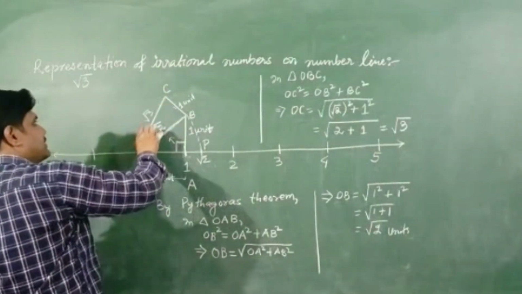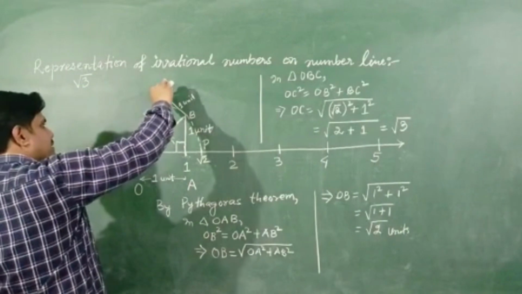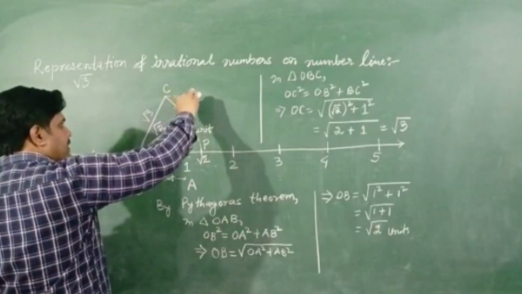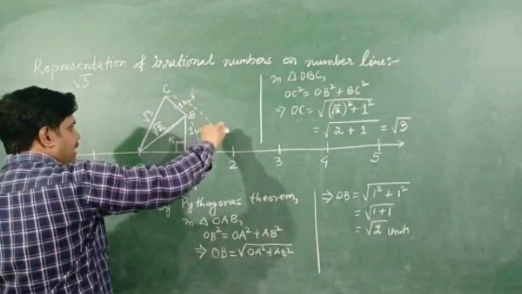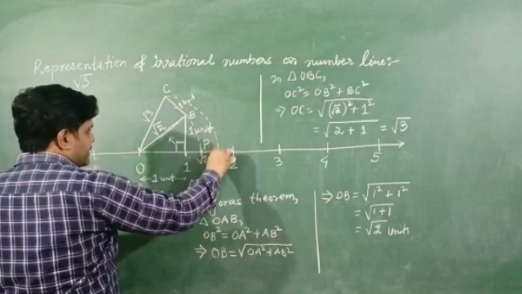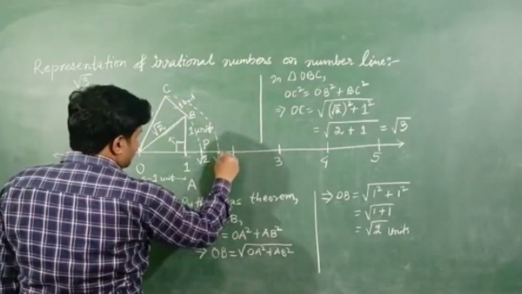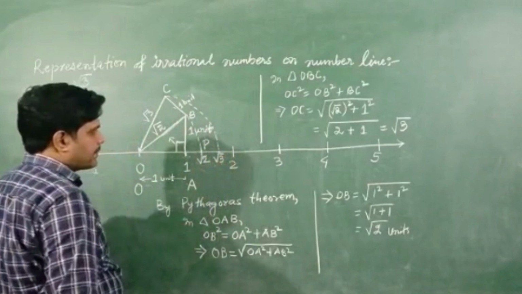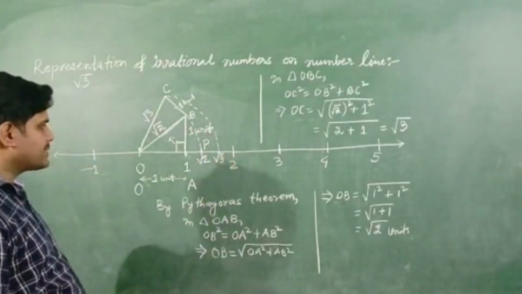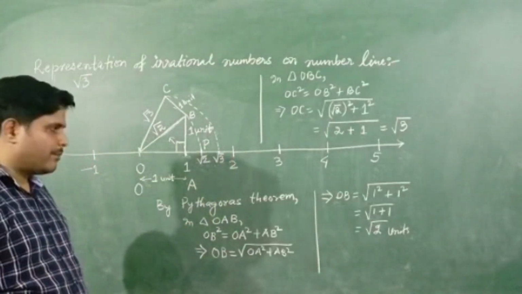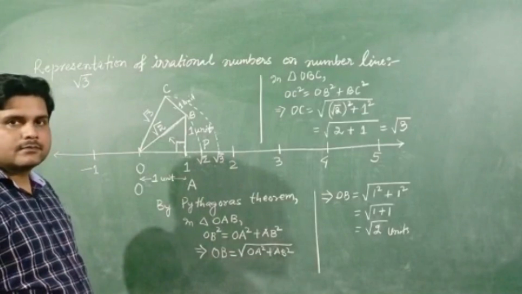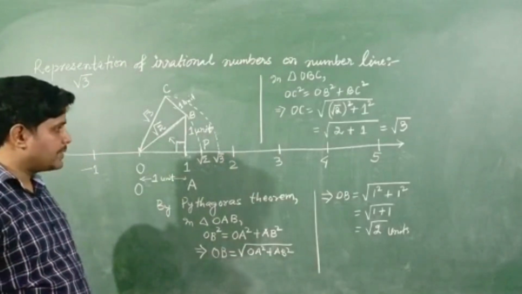Considering O as center and OC as radius, we draw an arc. And now when we draw the arc, we get the value here. Let's say this value is root 3. And this is how we represent root 3 on the number line. I hope this is clear to you.